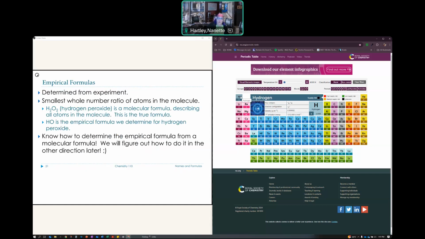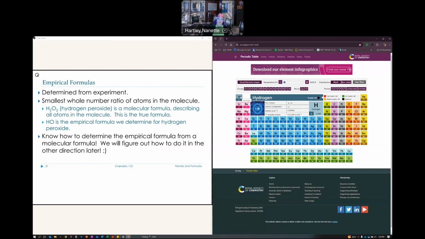Okay, that is a true formula. So it's a molecular formula. It represents the molecule that is that compound. When I divide that by 2, I get the smallest whole number ratio, which is HO. That's the empirical formula for that particular compound.